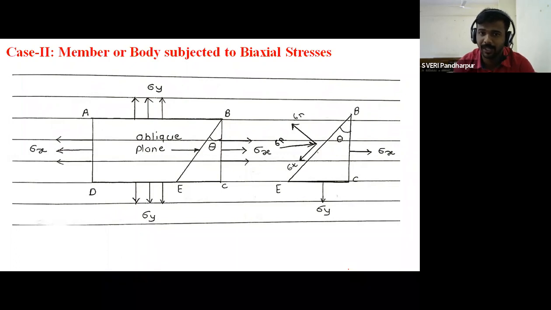Now here, why is it called biaxial? Because the member or body is subjected to stress in the x direction as well as in the y direction. Sigma x and sigma y both are there on the figure. Therefore, the condition will be considered as biaxial stresses.